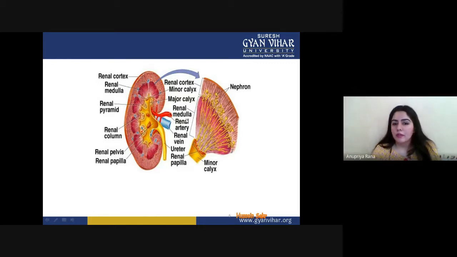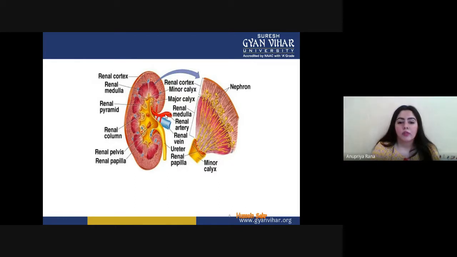Renal medulla, renal artery, renal veins, ureter, renal papilla: these are always present inside the renal medulla. This is a renal medulla, and this red one is the renal artery, through which blood reaches the kidney, so the kidney can carry out its blood function.